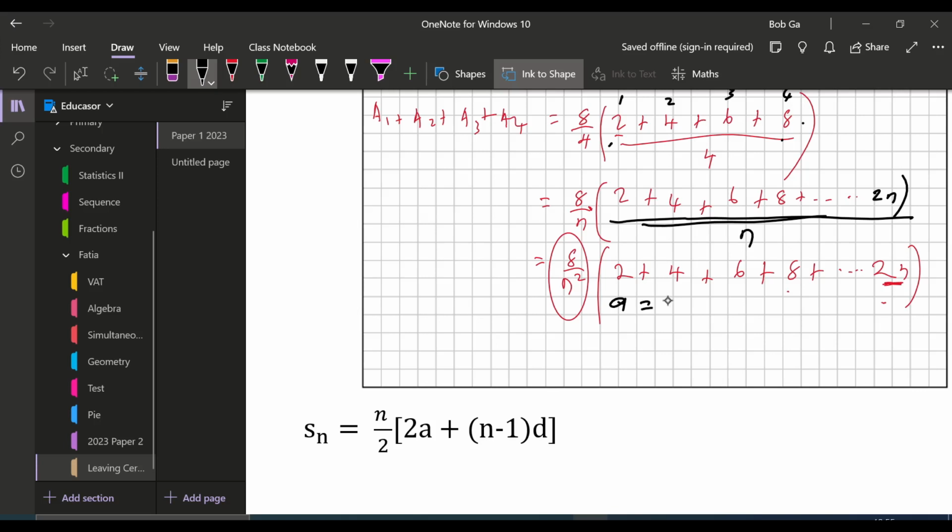A is equal to 2, and d is equal to 2, which is our difference. All right, so what do we have now? We need to substitute now. So the formula now is, let's go down.